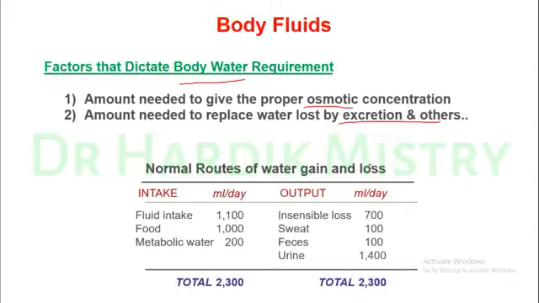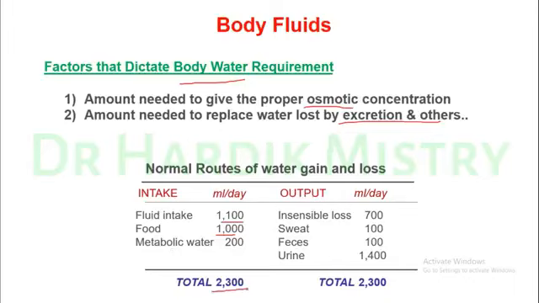Normal routes of water gain and loss. Fluid intake: 1100 ml per day. From food, the intake of fluid is around 1000 ml per day. Metabolic water is around 200 ml per day, and it is produced during the metabolic processes inside our body. So the total intake of body water is 2300 ml.